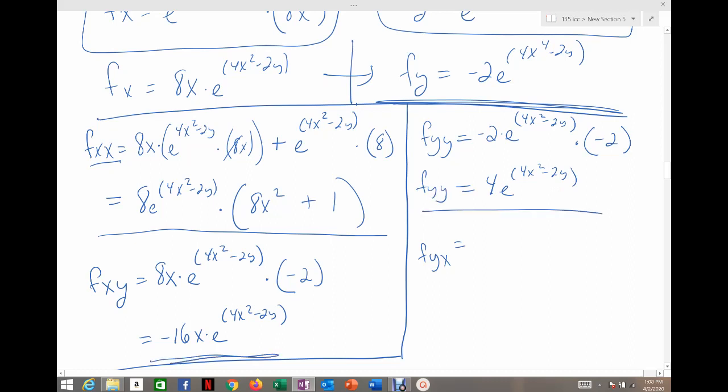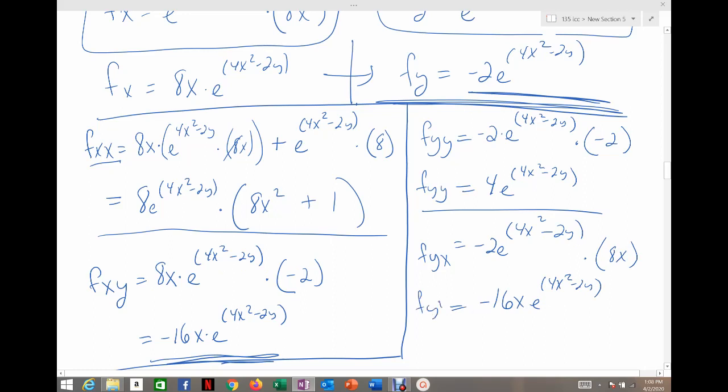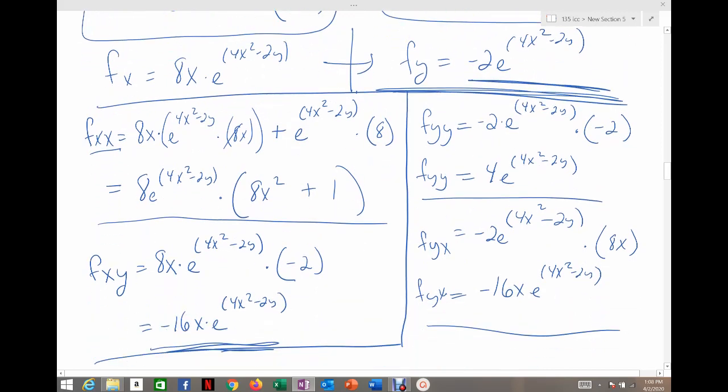Now my mixed derivative will turn out to be this. I'll get there in a different way because the first thing I write down is my negative 2e to the 4x squared, and for some reason I changed that to a 4 up here. Make sure that's a squared. Minus 2y. And then the derivative of the x part, which will give me an 8x. So again, I get there in a different way, but when I simplify, it simplifies to the exact same thing. And so there's my mixed derivative, negative 16x e raised to the 4x squared minus 2y, and there are my derivatives.